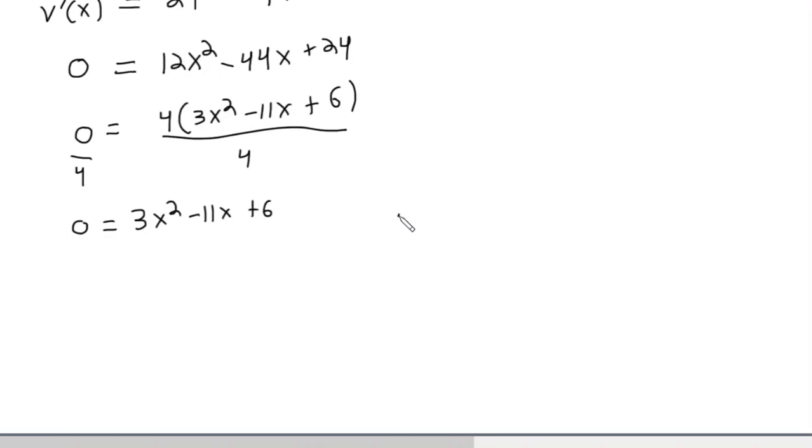And now I'm just going to do that factoring by the AC method. So AC is equal to 18, A times C, 3 times 6, 18. B is equal to negative 11. So remember, we need numbers that add to B and multiply to AC. And I'm going to get negative 9 and negative 2.